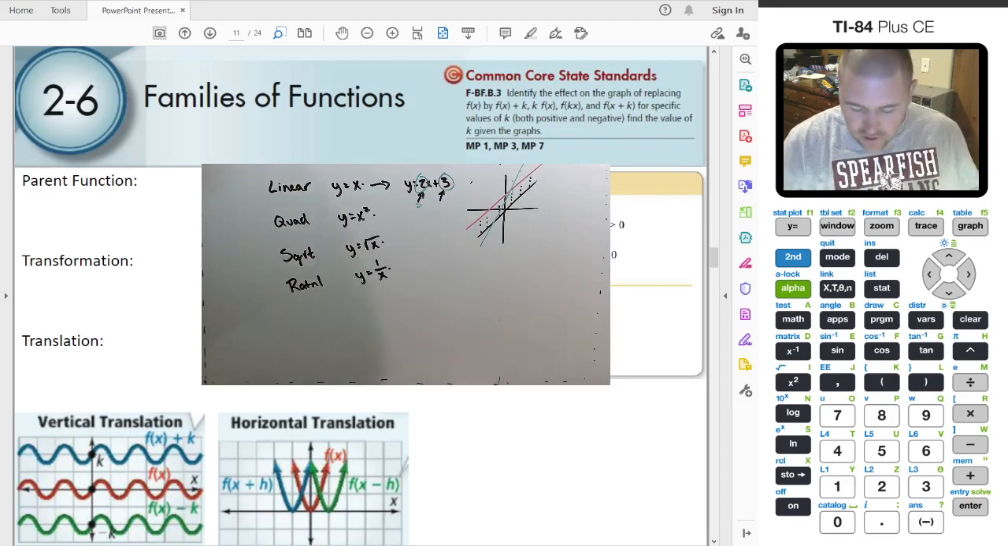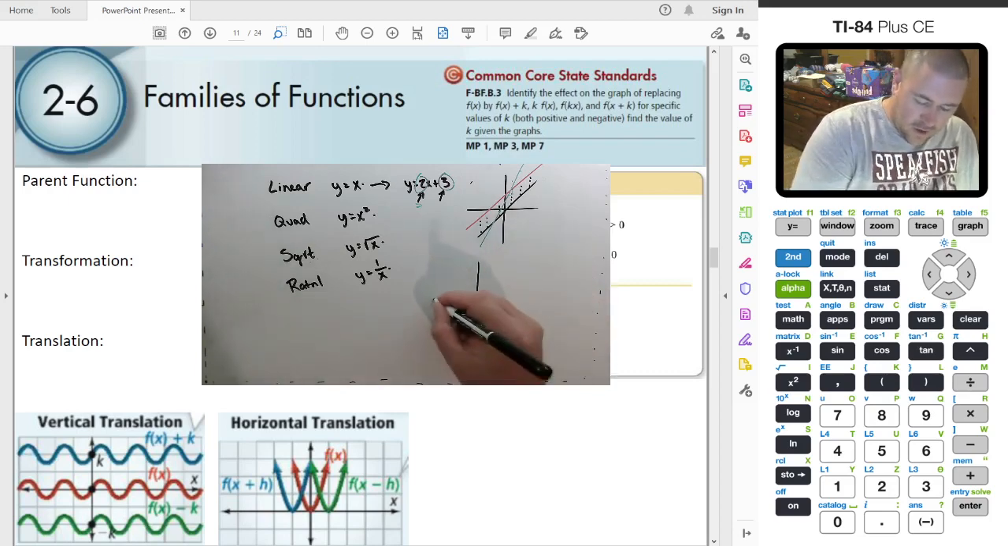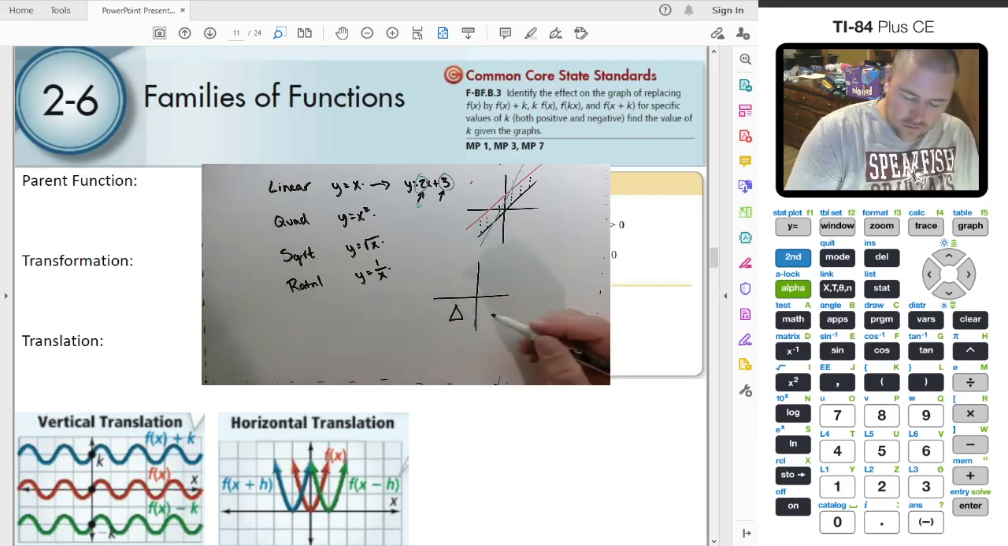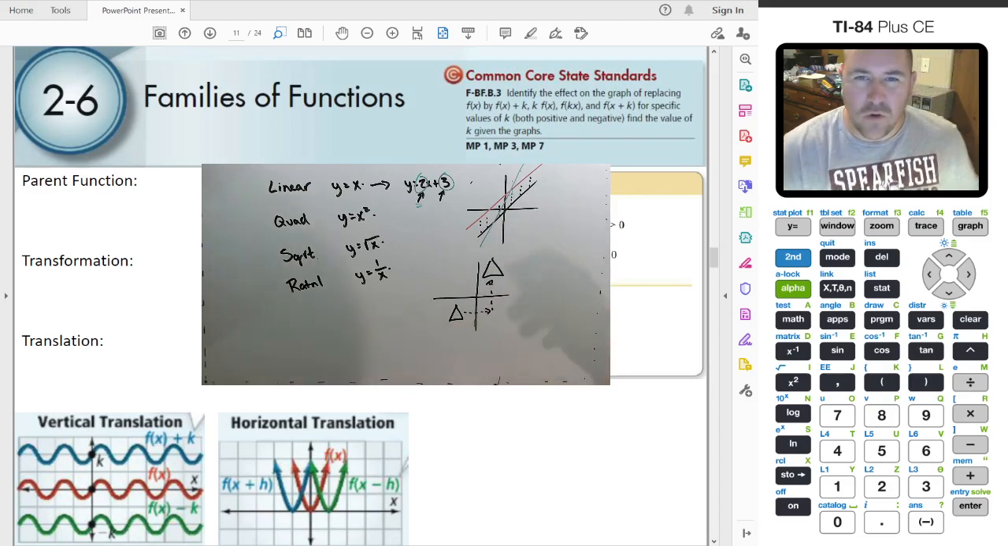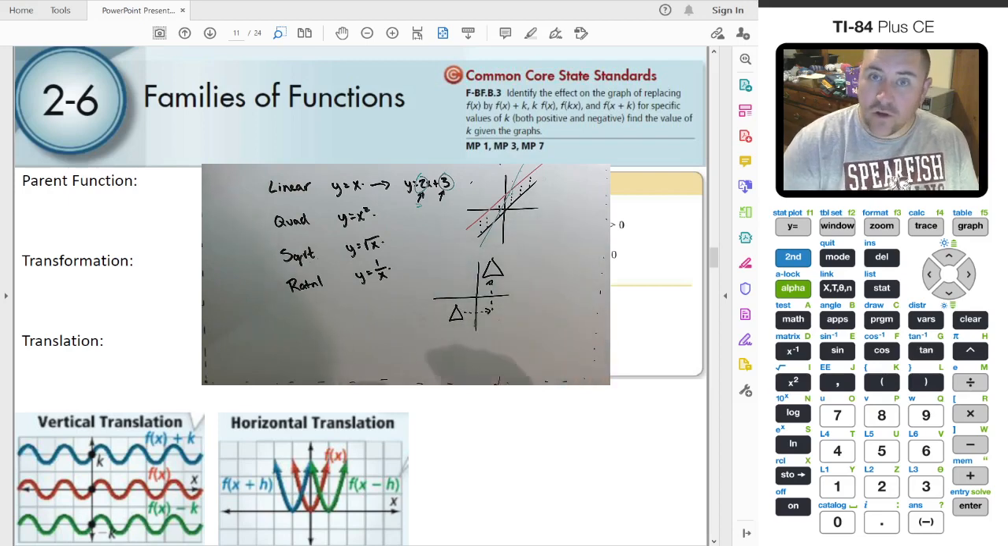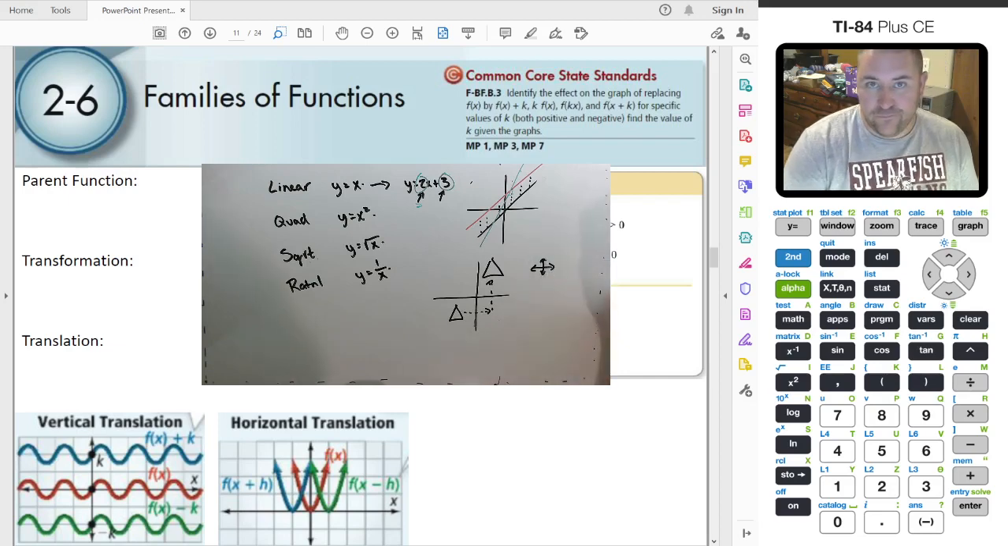Okay, translations, those are the easiest ones, and those are what you saw in Algebra 1 and Geometry. Do you remember something like, take this triangle and move it so many units to the right, so many units up, and now it's here? Maybe you called it a slide. I hope not. Its official word is translation. A translation is when I move something left or right, up or down. That's it. Left, right, up, down.